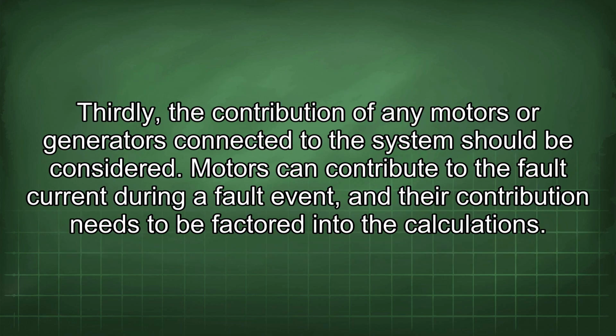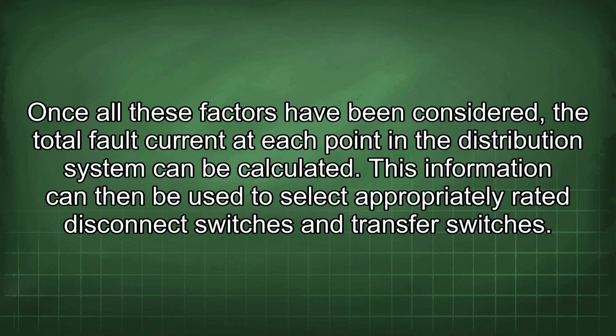Thirdly, the contribution of any motors or generators connected to the system should be considered. Motors can contribute to the fault current during a fault event, and their contribution needs to be factored into the calculations. Once all these factors have been considered, the total fault current at each point in the distribution system can be calculated. This information can then be used to select appropriately rated disconnect switches and transfer switches.